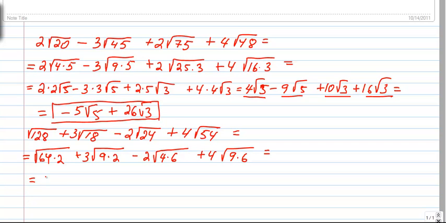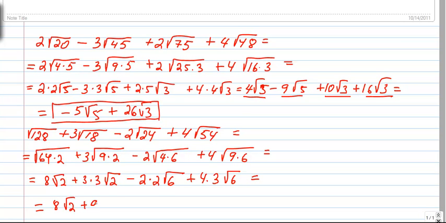Now we will take out whatever we can. 8 radical 2 plus 3 and another 3. Square root of 9 is 3, 2. The original coefficient, the new coefficient, 6 is still under the radical sign, plus 4, 3 radical of 9 is 3, and 6 still there. So now we multiply, that stays unchanged, plus 9 radical 2 minus 4 radical 6 and plus 12 radical 6.